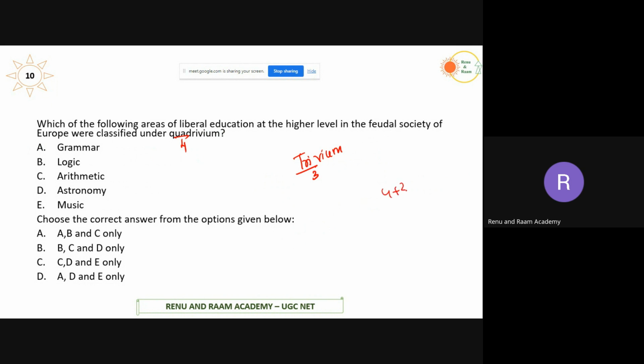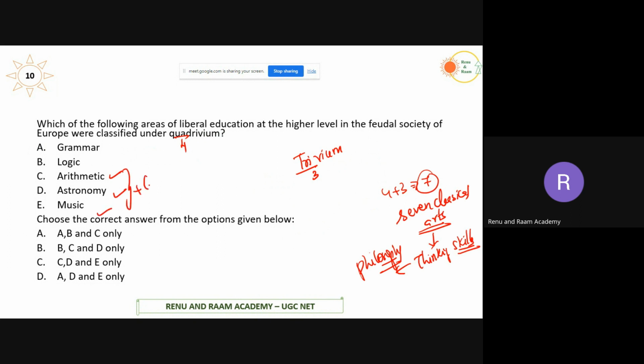Together, 4 plus 3, 7 subjects are considered the 7 classical arts, which are considered to be the highest form of thinking skills. It was considered the foundation for the study of philosophy, liberal arts, and theology. The areas like arithmetic, astronomy, and music, along with geometry, are called quadrivium. So arithmetic, astronomy, music, and geometry are called quadrivium.